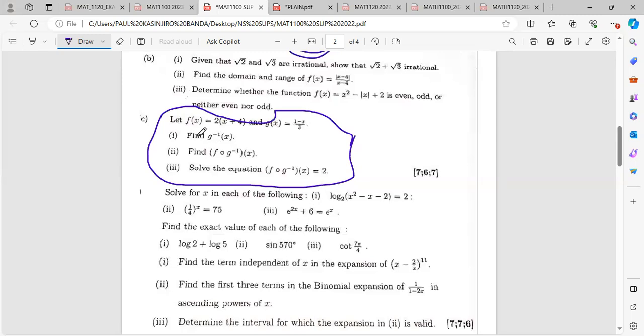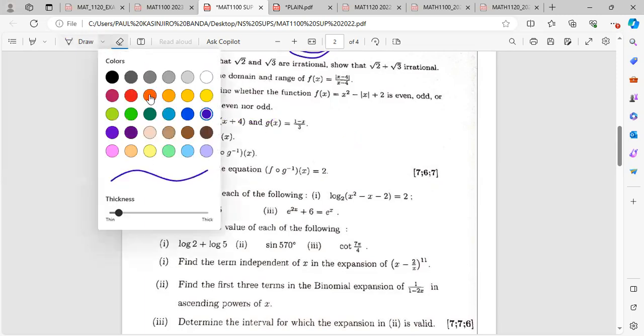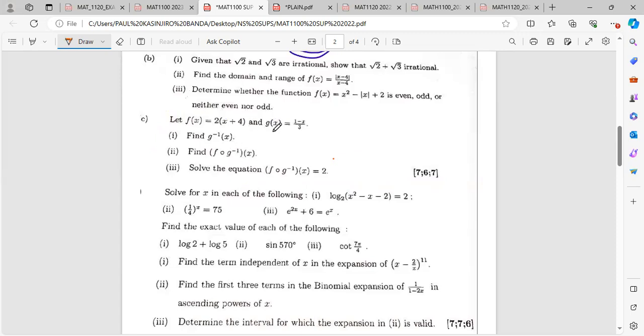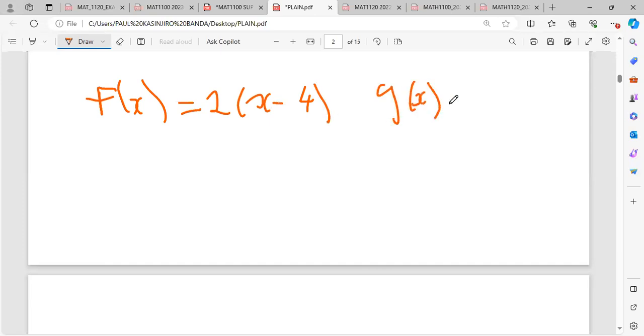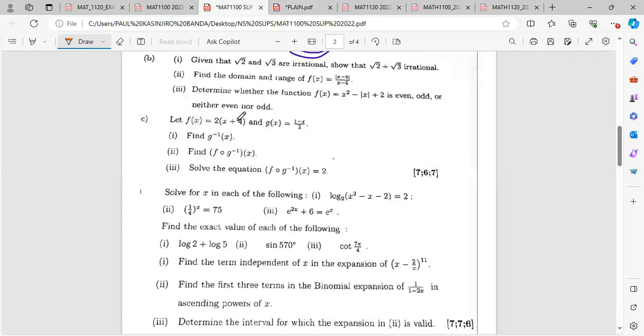So this one says let f be equal to 2x plus 4, and then g we have 1 minus x over 3. I'm sure that is correct. This is plus here, not minus.